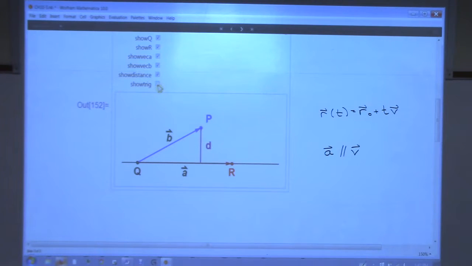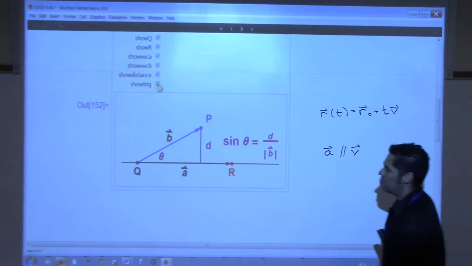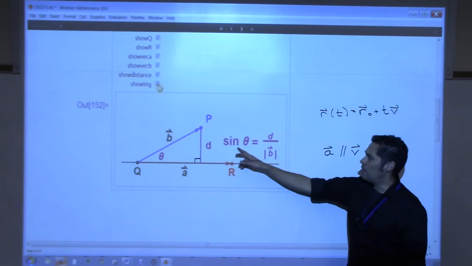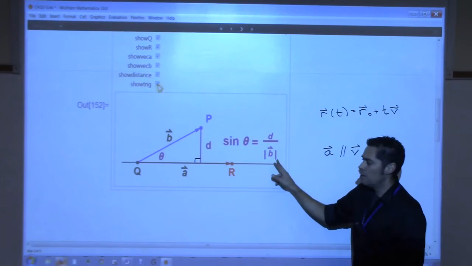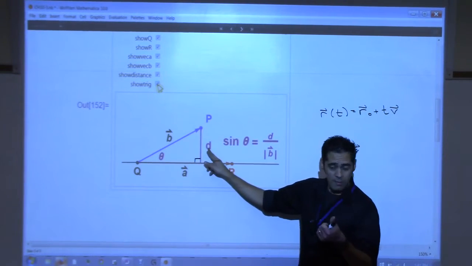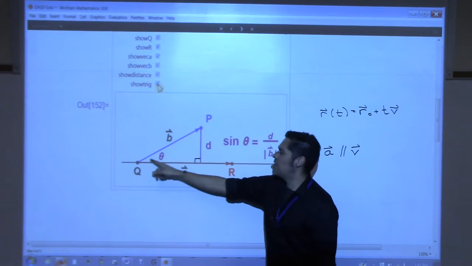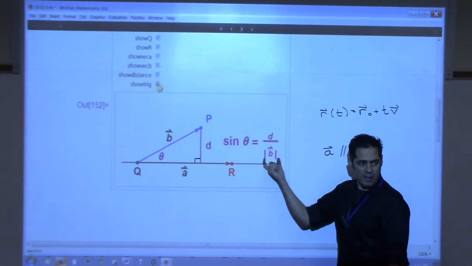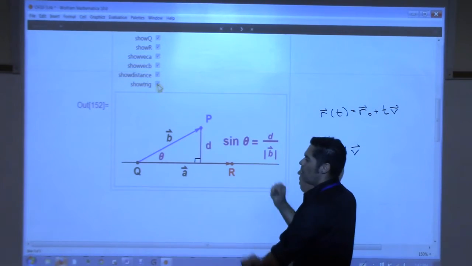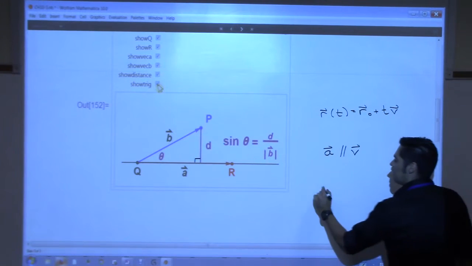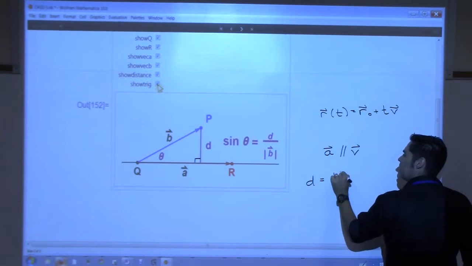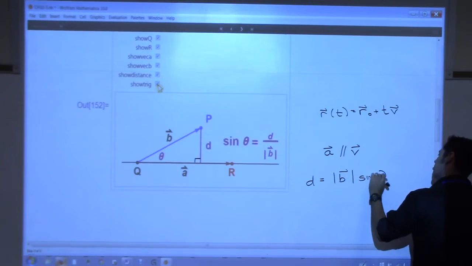Now I'm going to put something up here and see if you agree with this. If this is a right triangle, sine of theta would be opposite over hypotenuse, right? The opposite side would be D, which is what we're looking for. And then the hypotenuse isn't the vector B, it's actually its length, isn't it? The length of B is the hypotenuse? Yes? Okay. Well, that means that D must be what? Solve for D here. Magnitude of B, sine theta. Yeah?